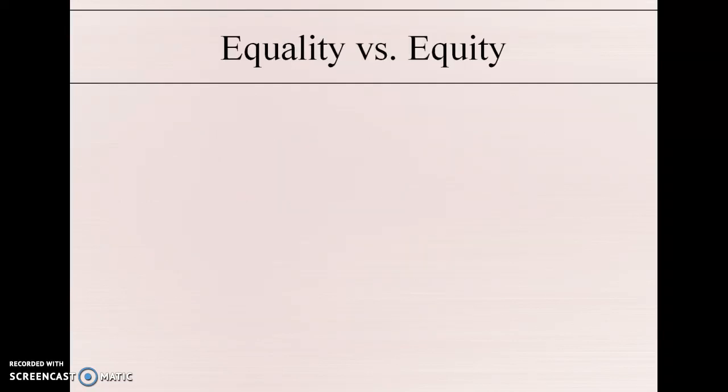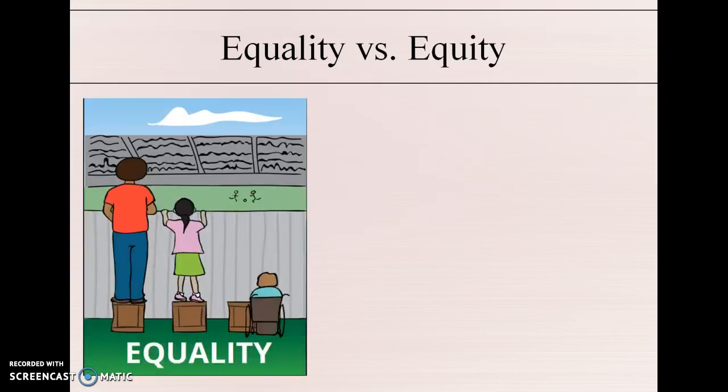So I want to talk to you a little bit about equality versus equity, and we know that these words come up a lot. I'll show you this picture. This is equality. When you have people of varying sizes, shapes, and needs, and they want to see the game, but there's a fence in their way, if you gave everybody the same box to see the soccer game, it would not meet everybody's needs. However, everybody was equally treated.